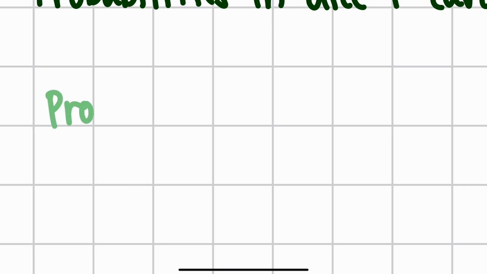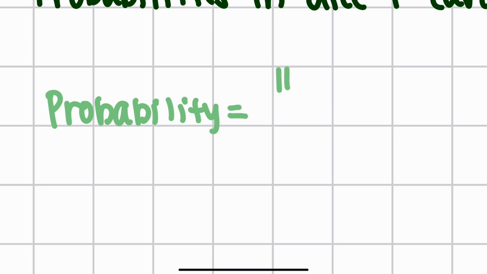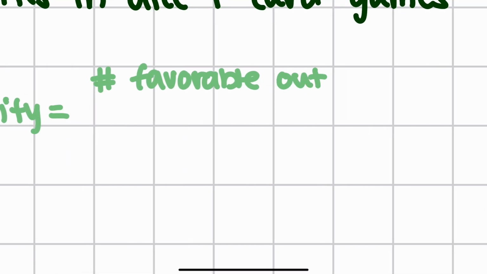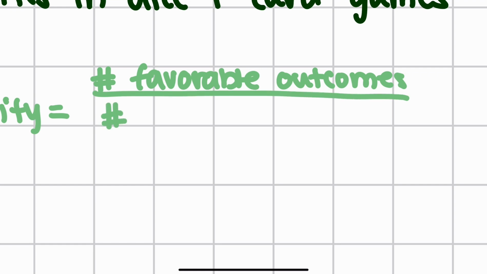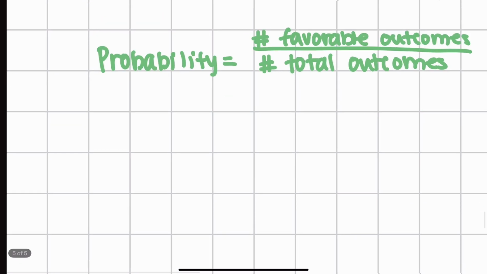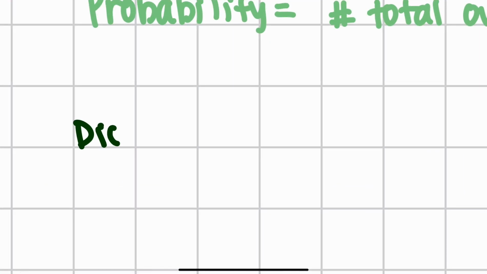Probability is equal to the number of favorable outcomes divided by the number of total possible outcomes. So with this definition in mind, let's look at the probability in dice games.